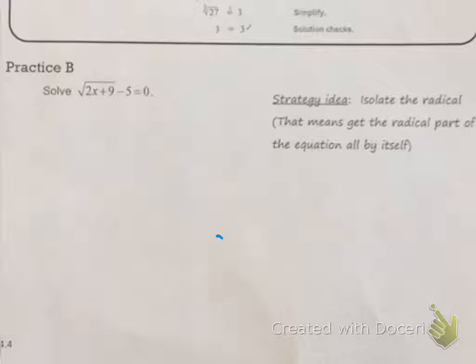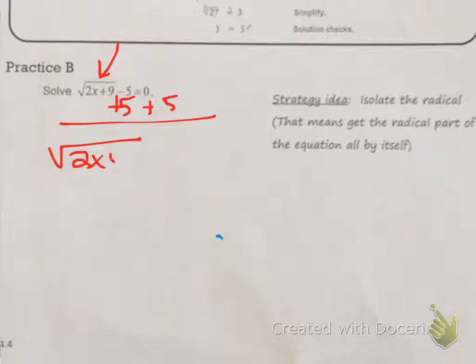So in order to solve this one, I need to isolate the radical. That 2x plus 9 that's underneath the square root needs to be by itself on one side if at all possible. Because otherwise you're going to have to do some messy math with it. So the first thing I want to do is add that 5 over to the other side. So I'll have the square root of 2x plus 9, and it's equal to 5.